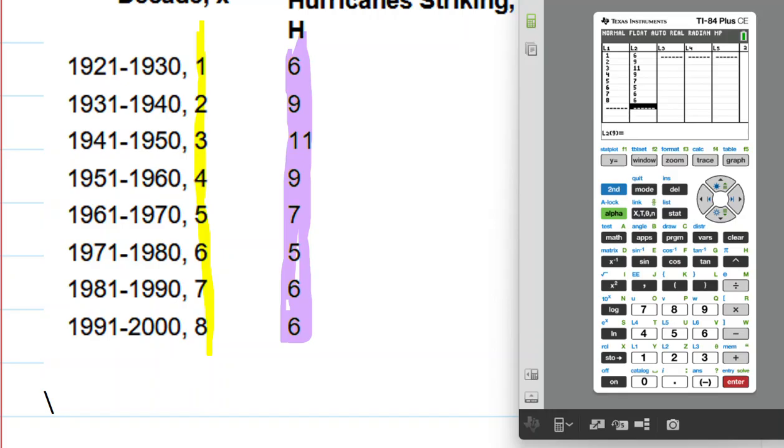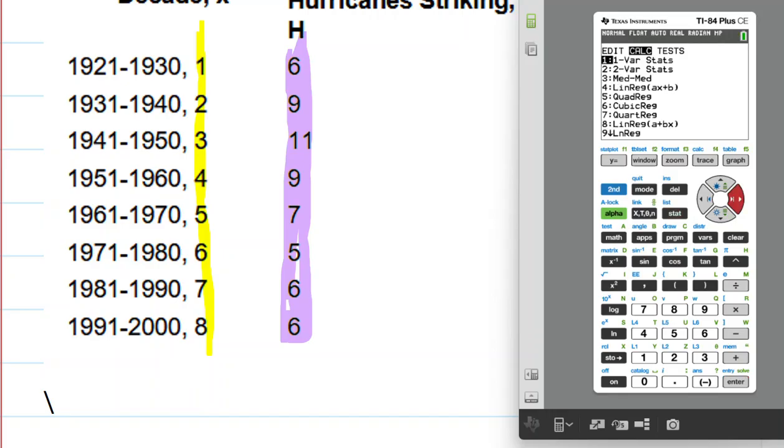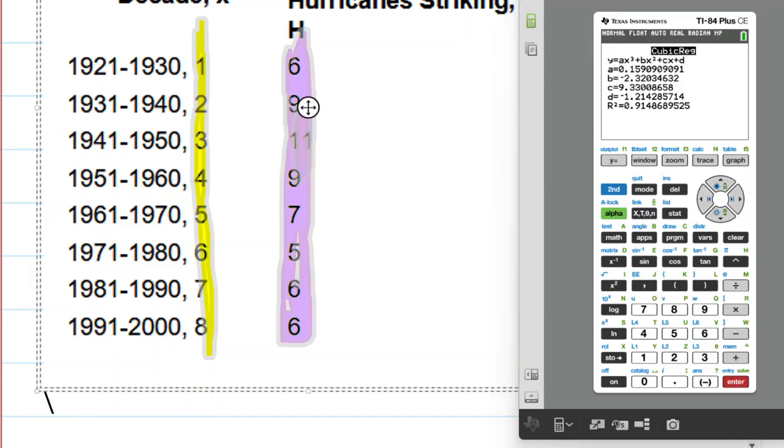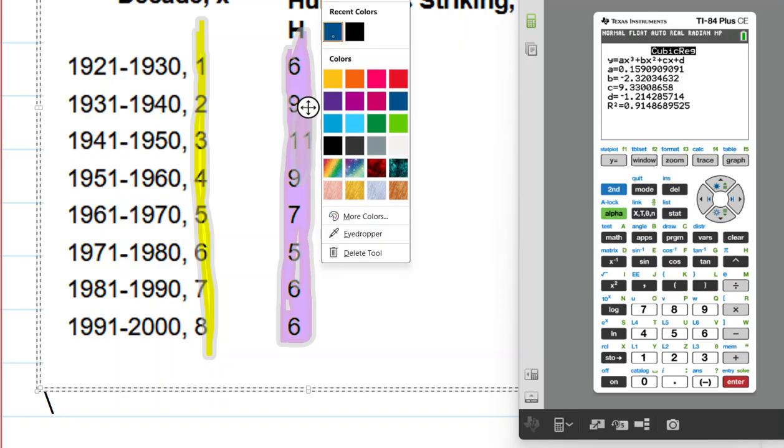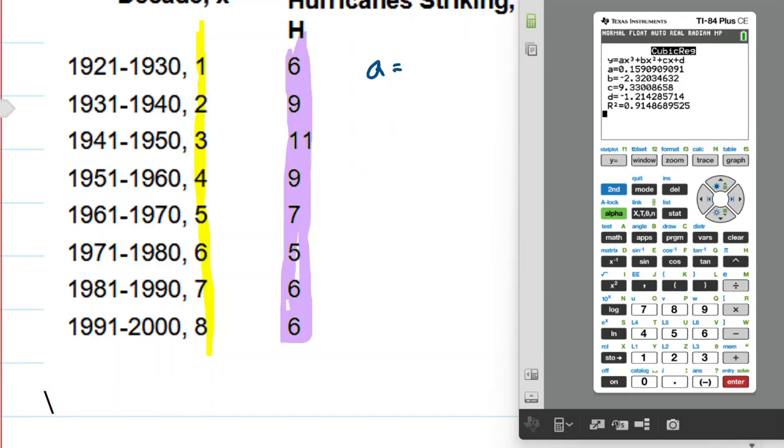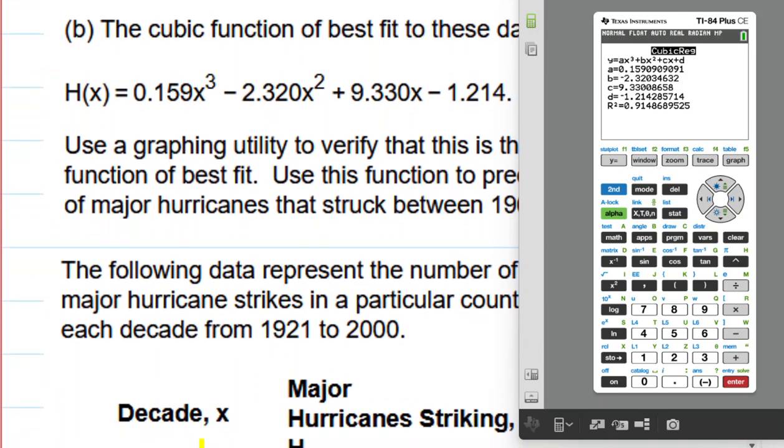So now if you've entered your data, we're going to go to Stat Calc. And we're going to do cubic, number 6, because we're just verifying. Line 1, line 2. And we get, now we write it down. If I have a good pencil here. Here we go. That's what we're verifying. We're verifying that this is what we're supposed to be getting.